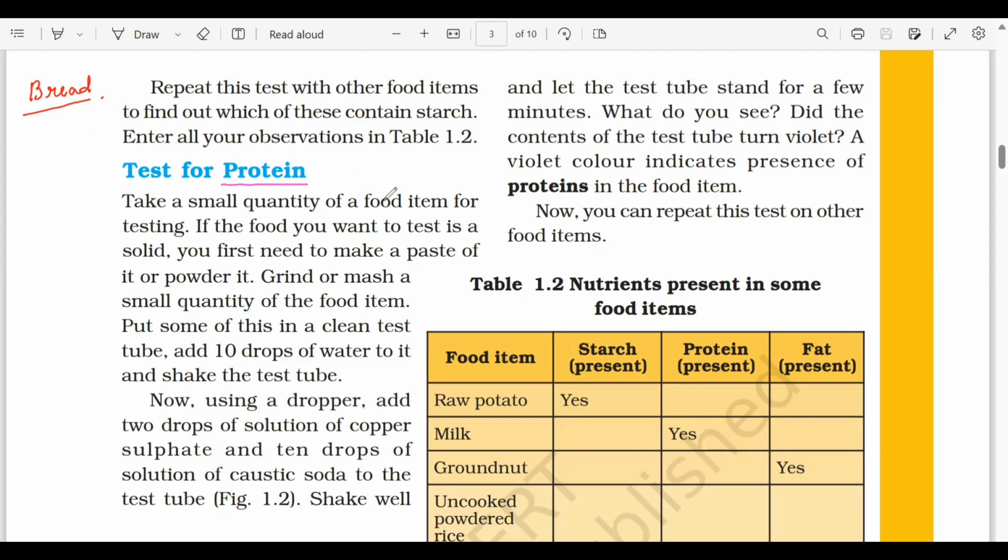Again, first we need a food item. We'll take a food item. Now, a food item can be in a solid form, or we can make a paste of it, or we can make it into powder form. We can grind it, we can mash it, and we require a small quantity of this food item. Now we will insert this food item into a clean test tube, add 10 drops of water to this test tube, and shake it well.